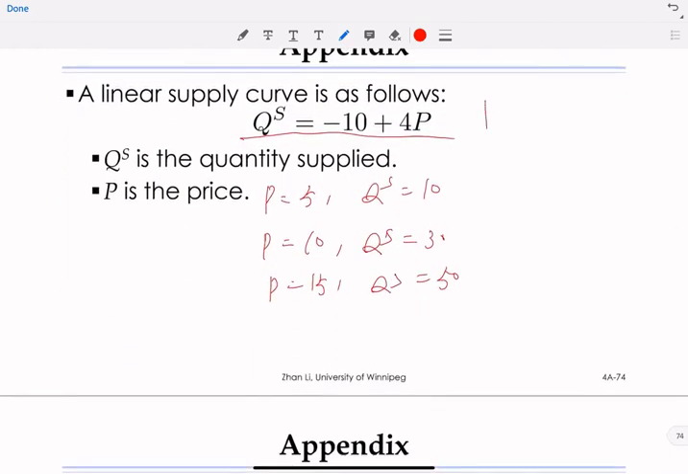Similarly, you could also draw out the supply curve. Quantity, price, 10, 20, 30, 40, 50, and this is 5, 10, 15. We know that if P is 5, then quantity is 10. If P is 10, then quantity is 30. And if price is 15, then quantity is 50, right? So this gives us a supply curve that looks like this.